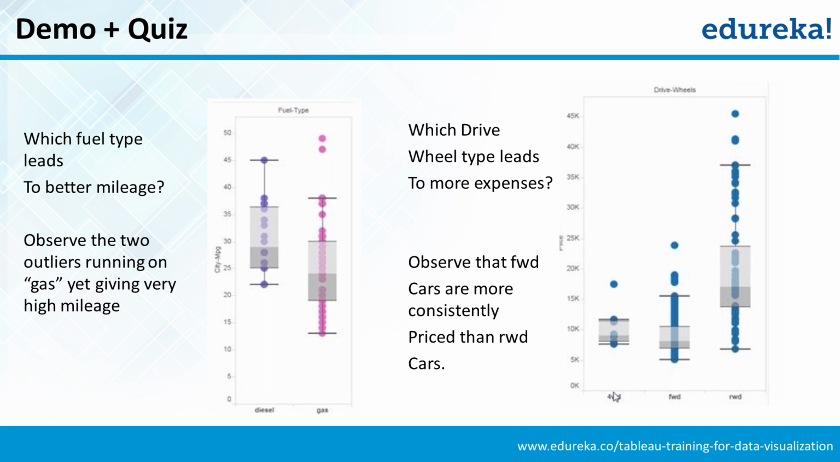Now, could you try to answer the following quiz on the right hand side? Could you try to create this box plot which will compare the price of cars based on their drive wheel? So whether the car is four-wheel drive, forward-wheel drive, or rear-wheel drive, how much money am I going to incur? Let's say I'm planning to purchase a car and I do not want to buy a very expensive car. So which kind of drive wheel should I opt for?